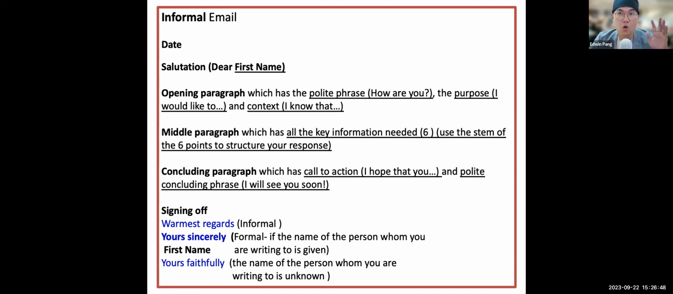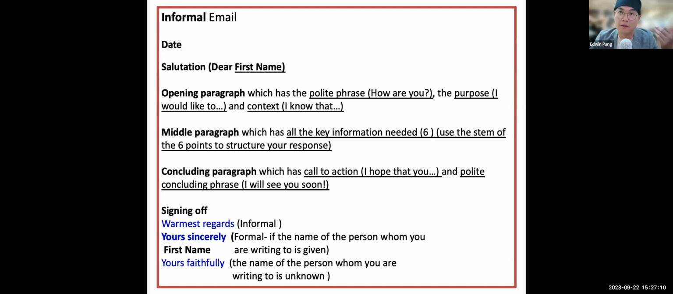And then the polite concluding phrase will usually be, "I hope to see you soon." A lot of you like to write "Hope to see you soon." Please don't do that. Don't omit the subject. "I hope to see you soon." Don't omit the I. The subject is important in a sentence. When you contract it to "Hope to see you soon," it's too casual, right? Do not do that. "I hope to see you soon," or "I hope to see you in Singapore," right?